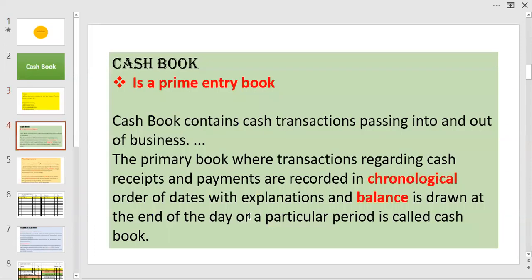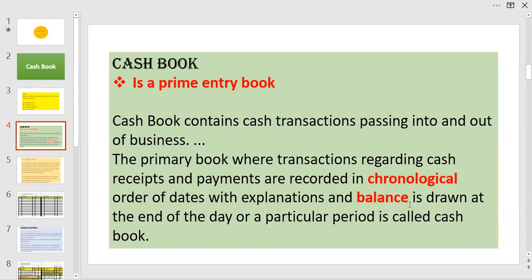Cash book is a prime entry book. Cash book contains cash transactions passing into and out of business. It is a primary book where transactions regarding cash receipts and payments are recorded in chronological order of dates, with explanations, and a balance is drawn at the end of the day or a particular period. We may take this as a definition.